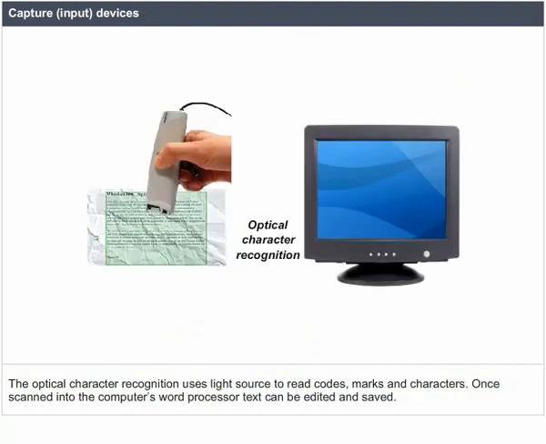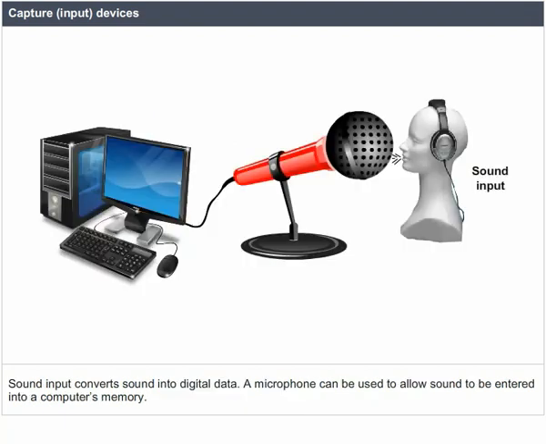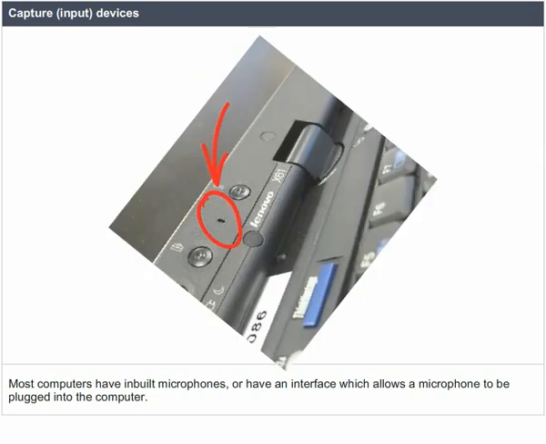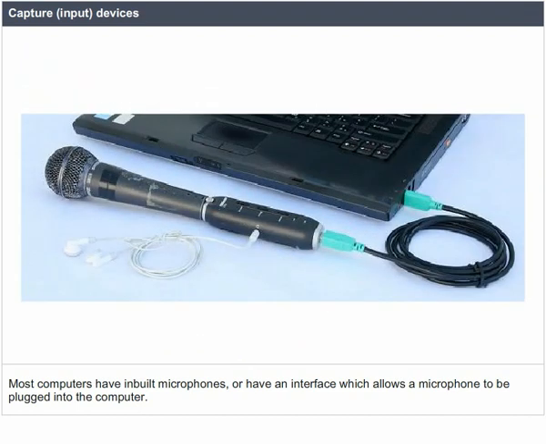Optical character recognition. Optical character recognition uses a light source to read codes, marks, and characters. Once scanned into the computer's word processor, text can be edited and saved. Sound input. Sound input converts sound into digital data. A microphone can be used to allow sound to be entered into a computer's memory. Most computers have inbuilt microphones or have an interface which allows a microphone to be plugged into the computer.